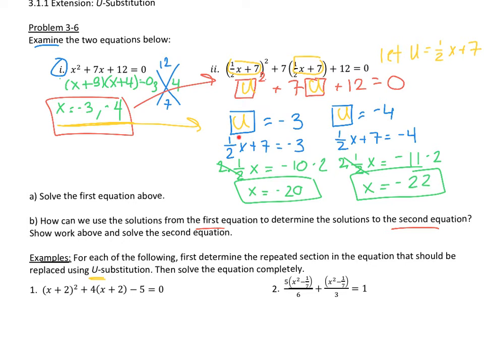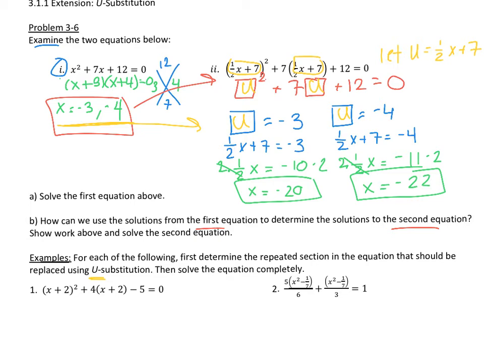Once I have a solution for U by itself, then I can re-plug in what I had let U represent in the first place, and then solve for x. So U is a temporary substitution to get a solution for U itself, and then again replace it with what it had represented to get the actual solution or solutions for x.